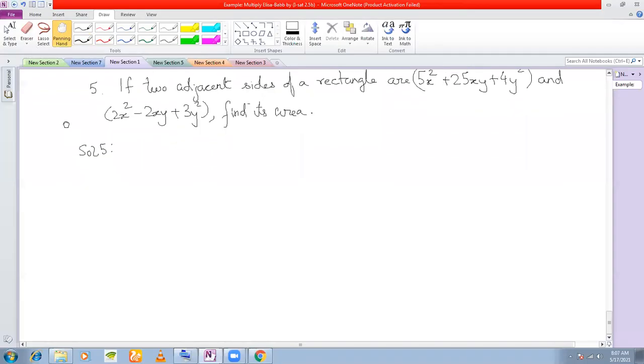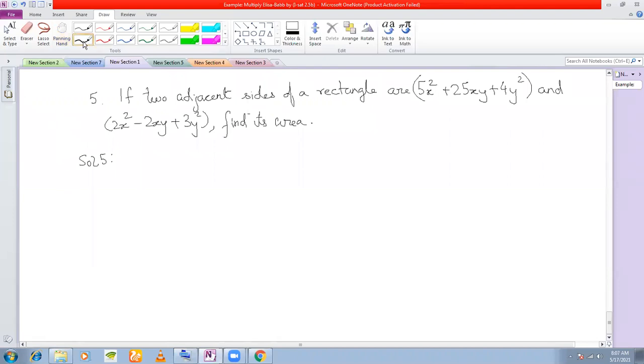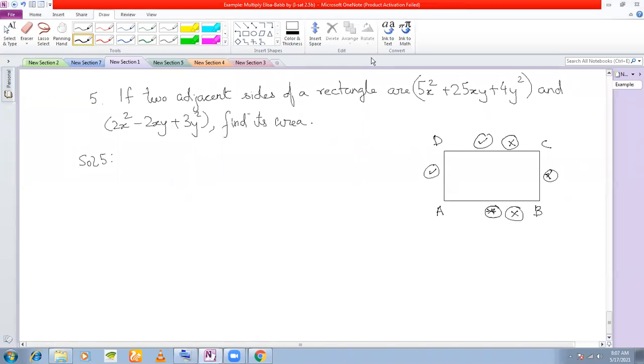So this is the question that we start with today. You have a rectangle ABCD. Adjacent sides. What do you mean by adjacent sides? This side here and this side here are called adjacent sides. This side here and this side here are also called adjacent sides. However, these two sides are called opposite sides, right?